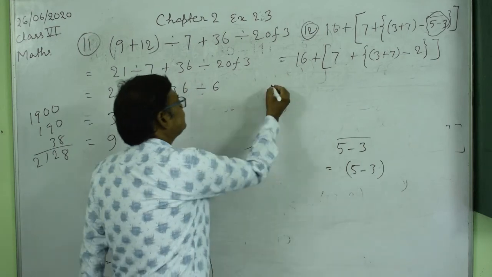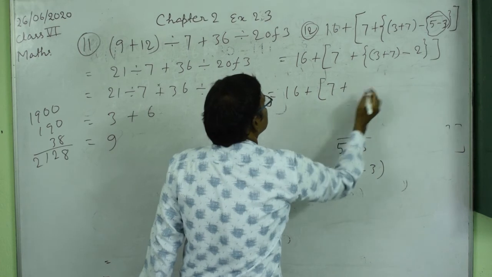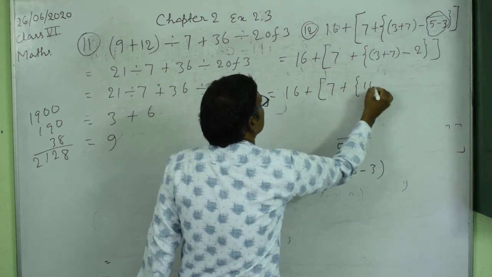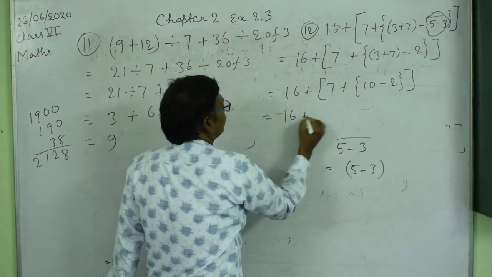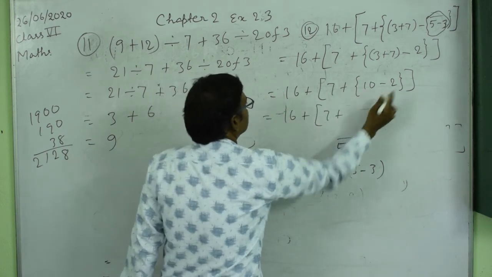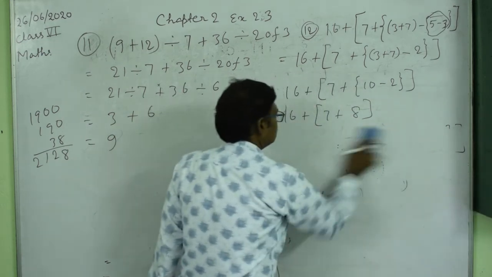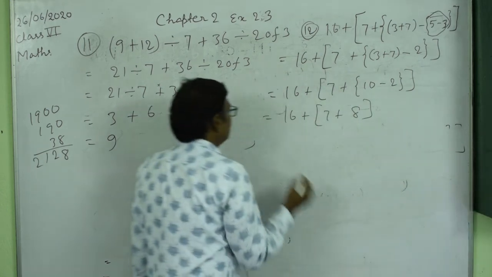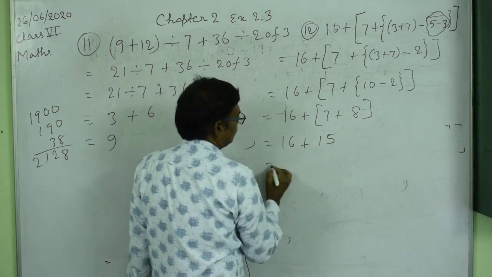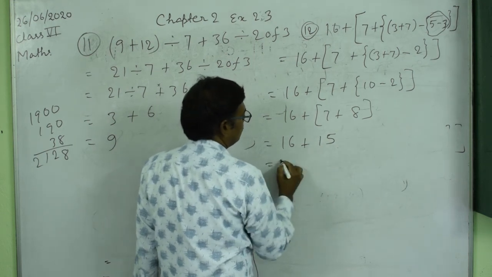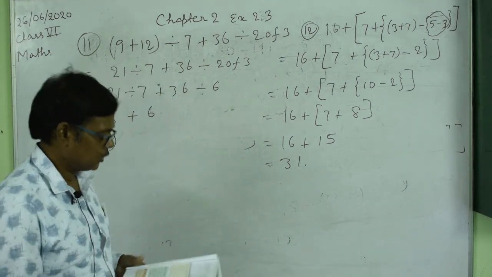Now next 16 plus 7 plus, now solve this, 3 plus 7, that is 10. So 10 minus 2 and then this. Then you have next 16 plus 7 plus 8, then write 8 here. Next 16 plus 8 plus 7 is 15. So write 15, then add these two numbers, it will be 31. So this is the answer of this question.